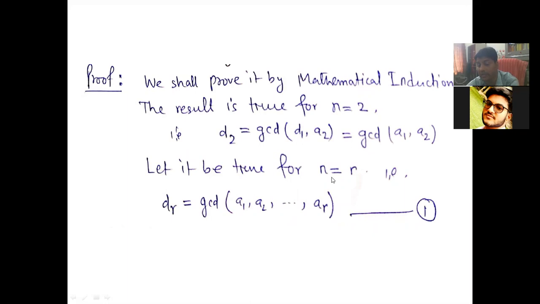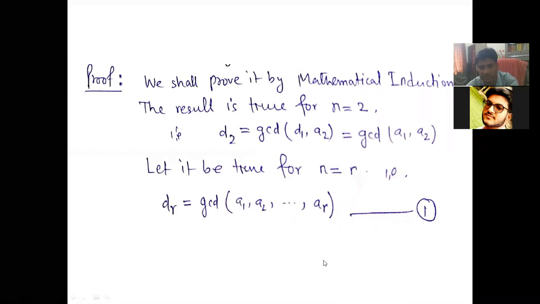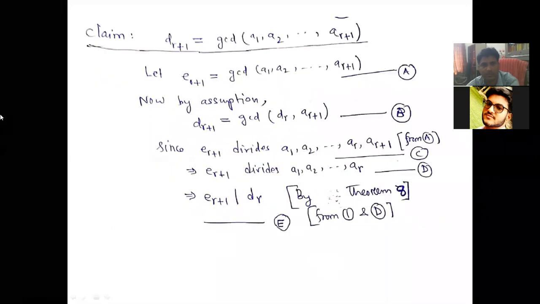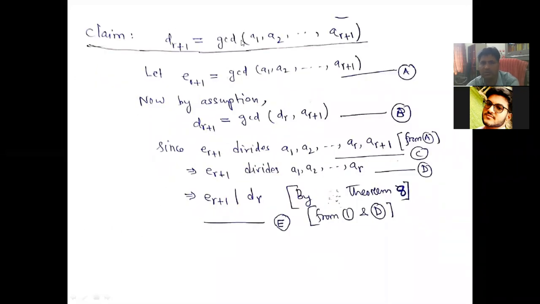Now let it be true for n equal to r. That is, Dr equals GCD of A1, A2, ..., Ar. This is equation number 1. We will prove it for n equal to r plus 1. Now claim: Dr+1 equals GCD of A1, A2, ..., Ar+1. We need to prove this; then by induction our theorem is proved.